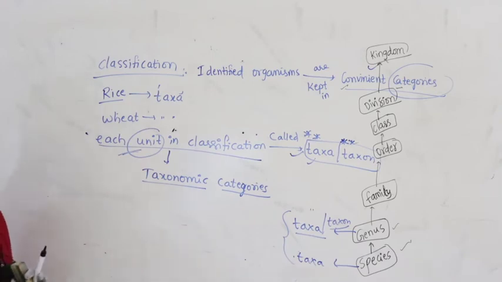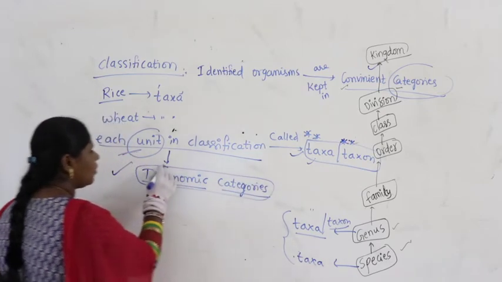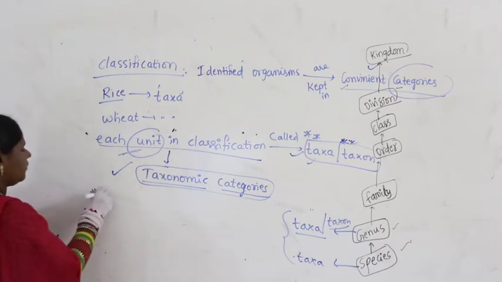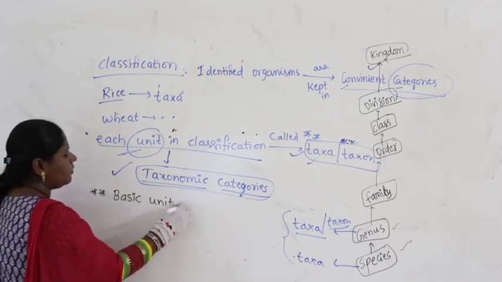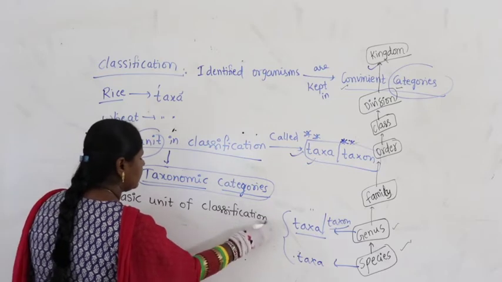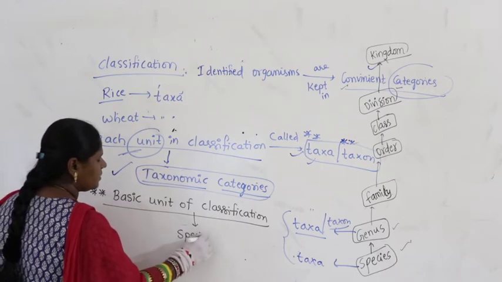So here, this is taxa or taxon. When you keep all taxa, all taxons, in a particular sequence, that forms what is called taxonomic categories. Now let us study about taxonomic categories. Whenever you get a question that asks for the basic unit of classification, then it is nothing but species.